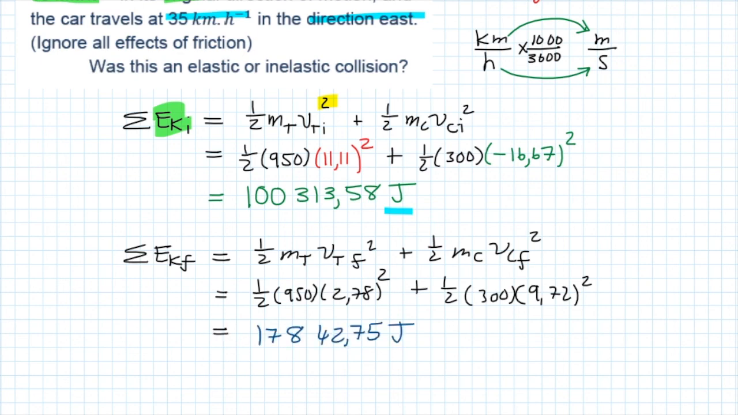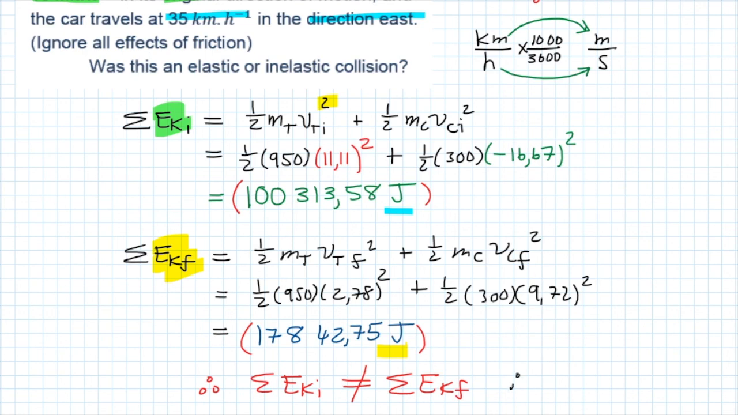As expected, since this is a collision between two vehicles, the sum of the kinetic energy after the collision is only 17,842.75 joules. Now we compare and we see that this value is not the same as that value. So we say, therefore, the sum of the kinetic energy before the collision is not equal to the sum of the kinetic energy after the collision. And as a result of this, we can conclude that the collision is inelastic.